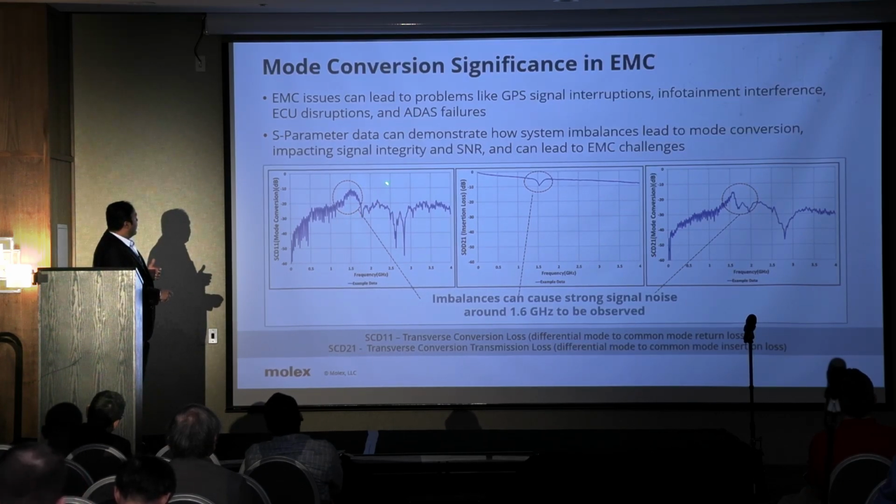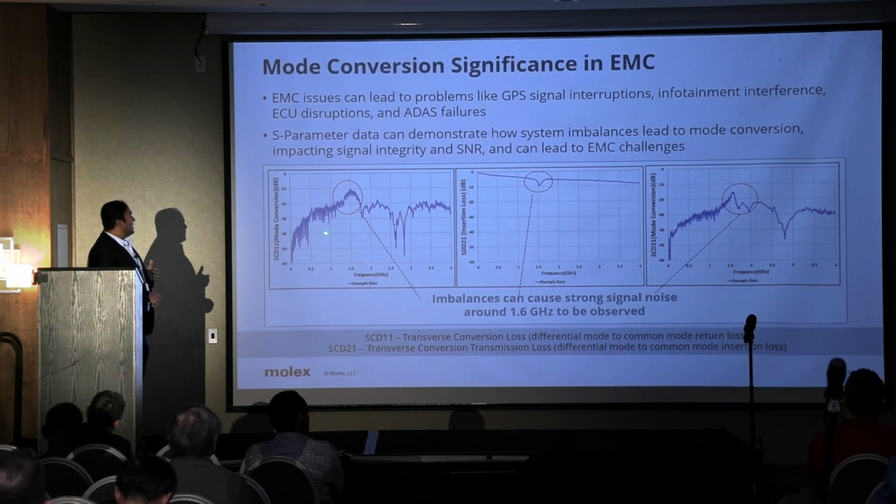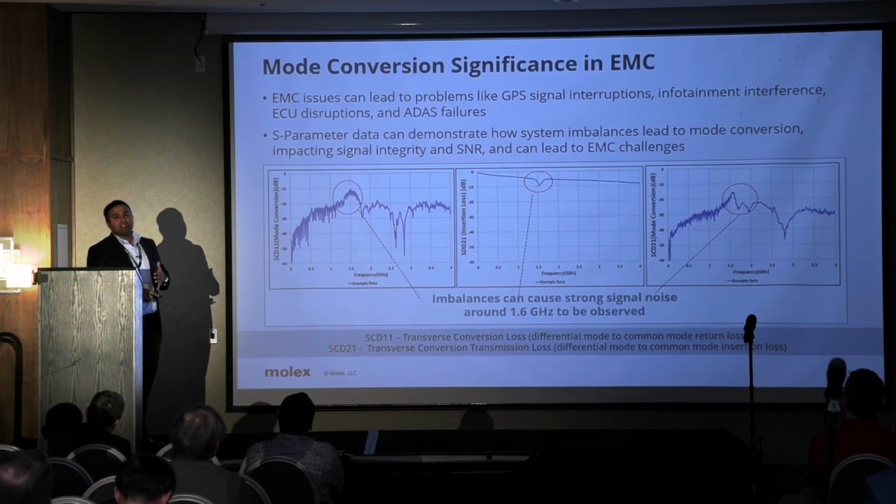Basically, you're looking at 1.56 GHz. There is a resonance happening due to the imbalance, and that leads to high mode conversion, which is impacting the overall system at that particular frequency. So any application that runs around there can be impacted, because you have a lot more emissions from the EMC standpoint coming from that resonance effect.